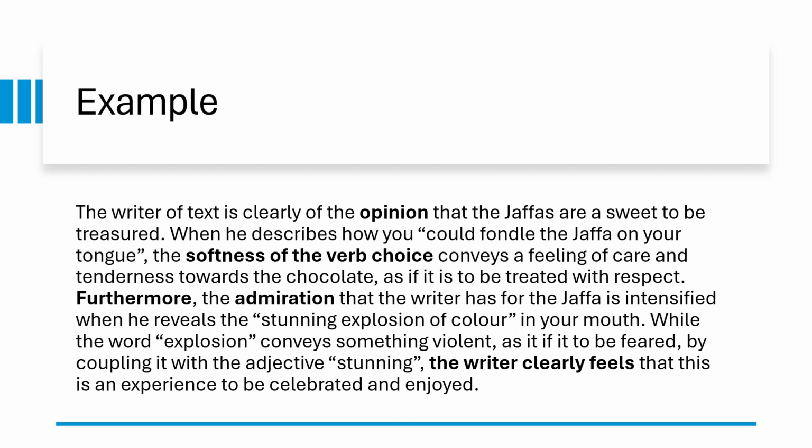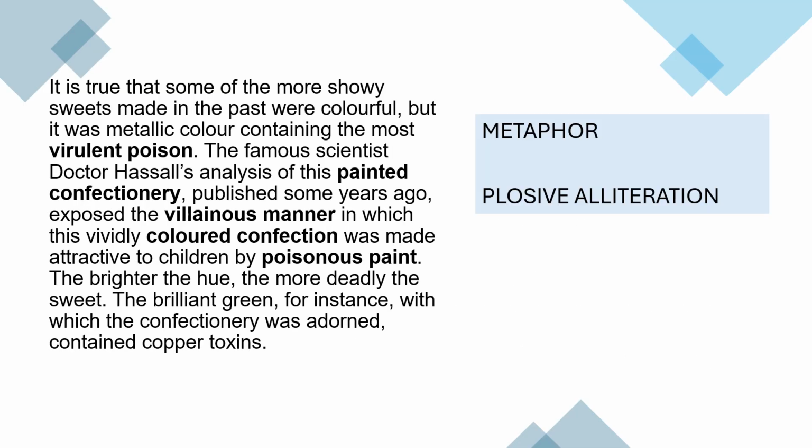2 pieces of evidence, analysing language, whether that's devices or keywords, and always focused on the writer's thoughts and perspectives. This is from source B now, and you might want to focus on the metaphors that are used in here, the virulent poison. You might want to focus on the plosive alliteration, for example, of coloured confectionery and poisonous paint. So you might want to pause again and do some analysis. What do these methods reveal about the writer's thoughts, feelings and perspectives towards eating the sweets?